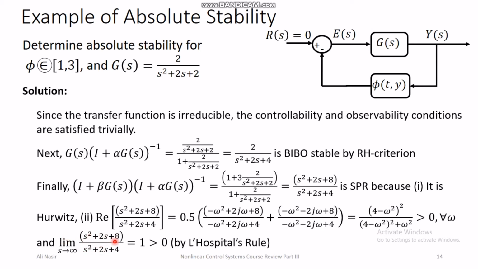the limit as omega approaches infinity is calculated again by L'Hopital's rule by taking differentiation. This time you have to differentiate twice in order to get the limit, and the limit will be 1, and that will give you the strictly positive real property of the transfer function, which means that the system is absolutely stable.